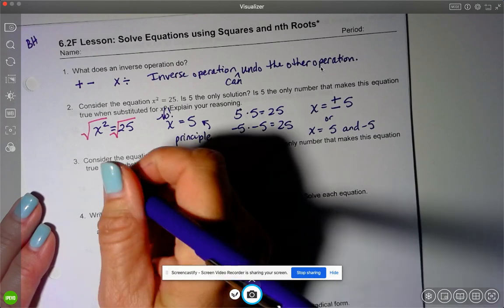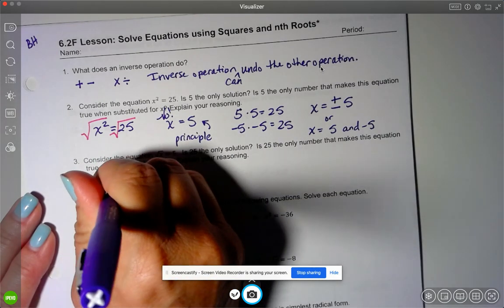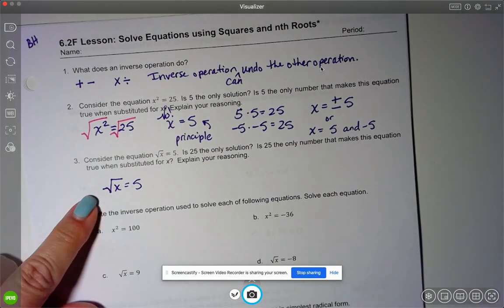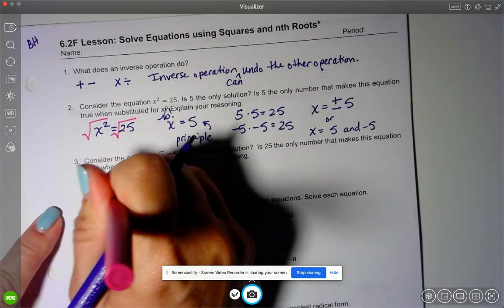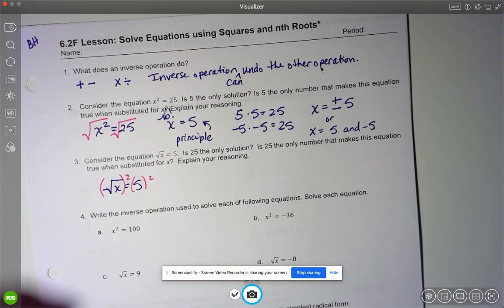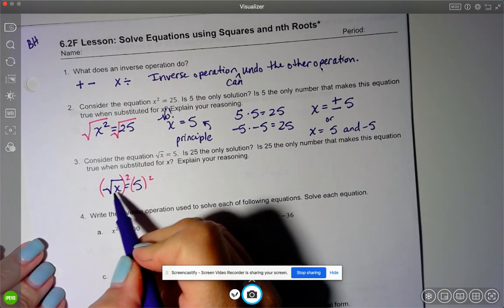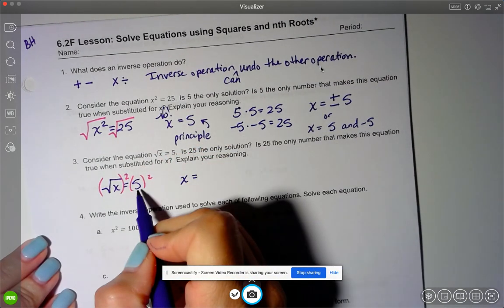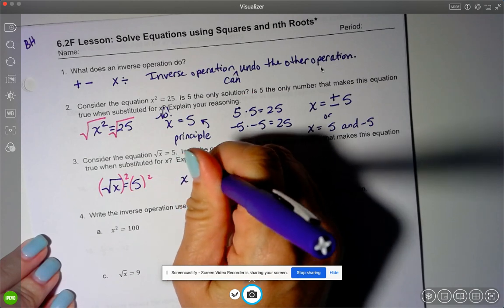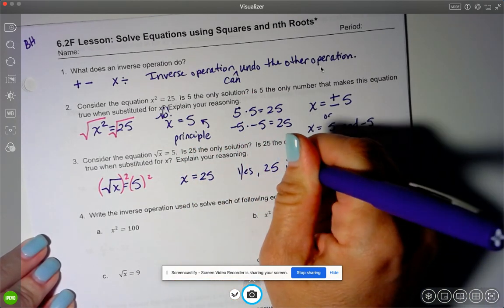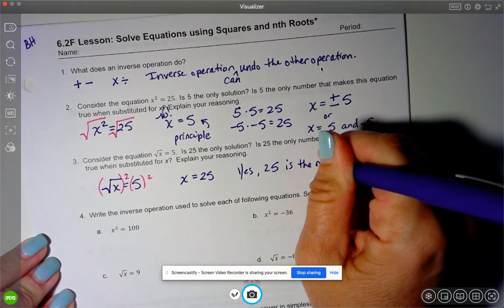Okay, so I have square root of x equals 5, but I have square root happening. The inverse operation is to square both sides. So when I square the square root of x, it undoes it, right? Inverse operation. And if I square 5, I get 25. So yes, 25 is the only solution.